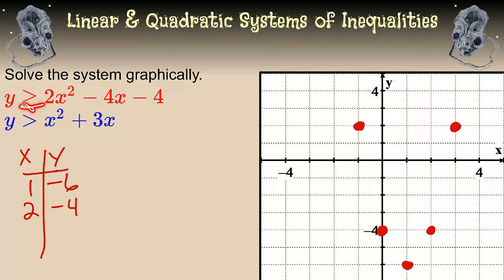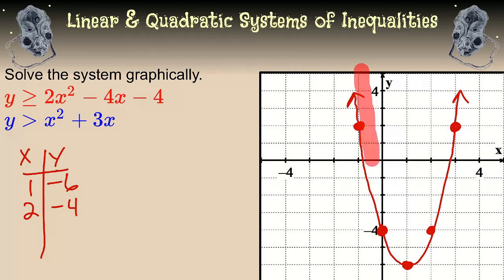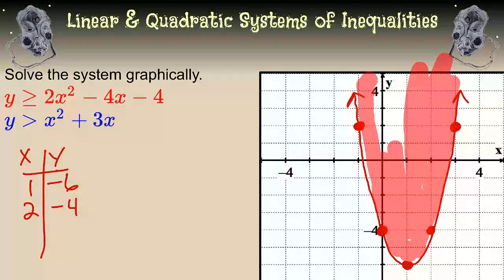Here we have an equal sign, so it's got to be a solid line. A solid line. And because it's y is greater than or equal to here, we're going to shade above. So this is above. I'm going to be kind of sloppy here, not super careful, but you'll get the gist. All right.